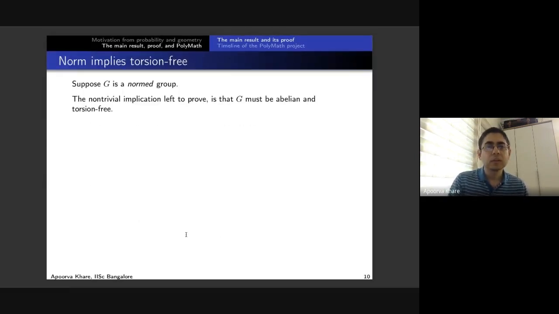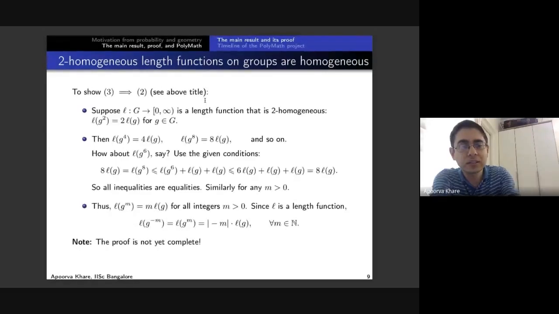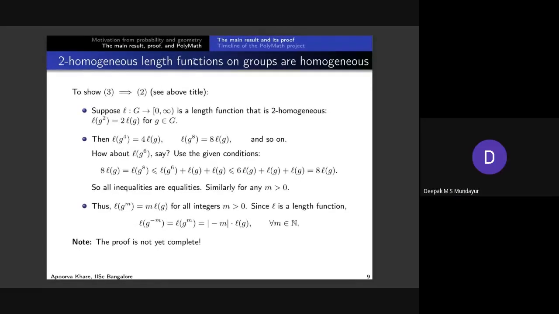Okay, so now, suppose G is a norm group. The non-trivial implication then, modulo the right invariance, which I've already proved for you. Sir, you showed 3 implies 2, right? Can you show that slide again, the title of the slide? 2, homogeneous length functions. Yeah.